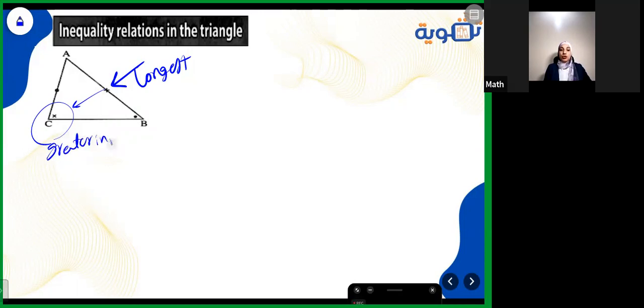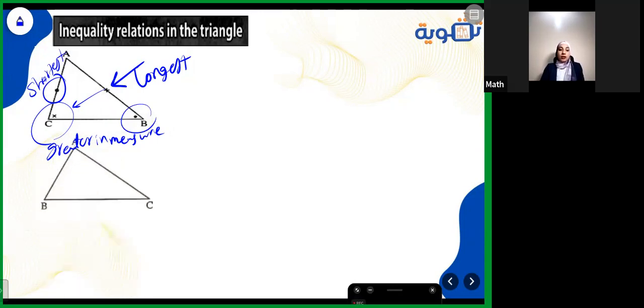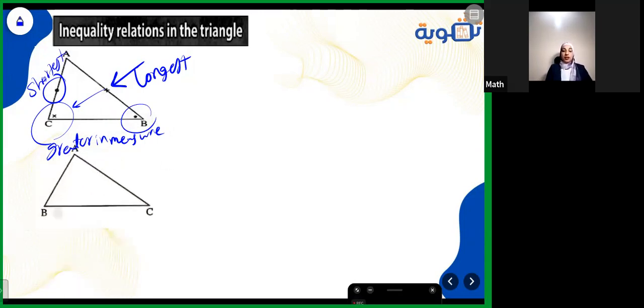Greater in measure. And also the smaller side, or the shortest side, will be opposite to the smaller angle in measure. Then if you notice here in triangle ABC, by your side here, yes, AC is more than AB. So angle C will be less than angle B. That's what we needed to talk with you about.